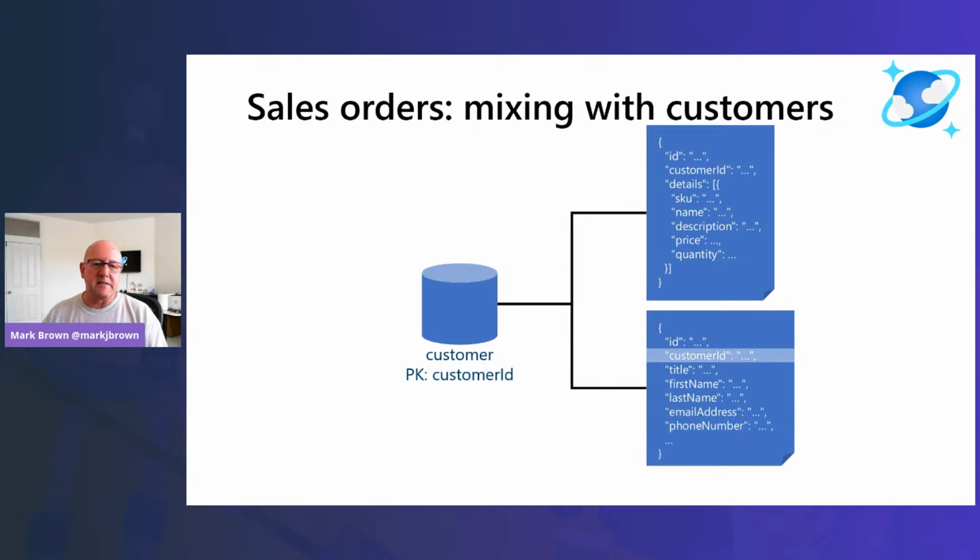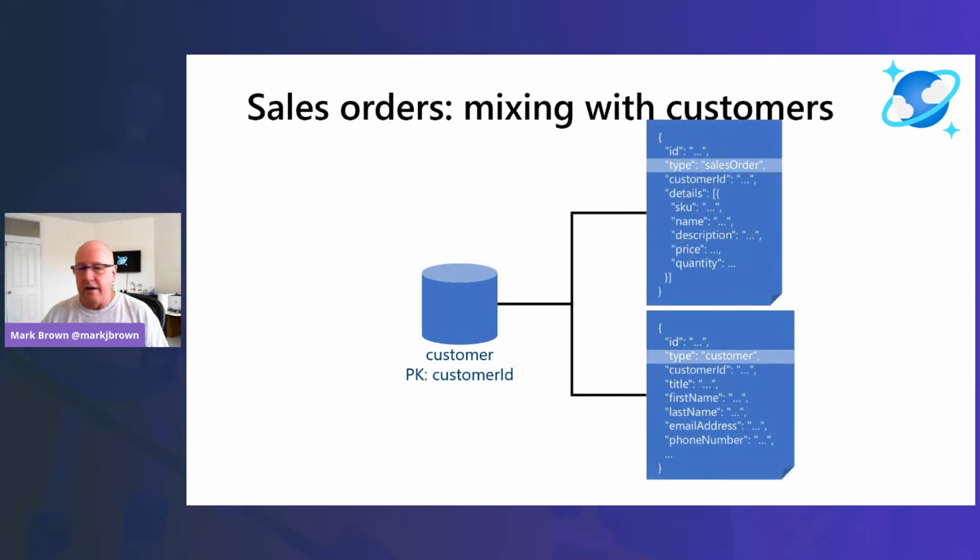Now, I've got to make some other changes here as well. I'm going to change the partition key from ID to customer ID, and then I'm going to add customer ID to the customer object or the customer document itself. So now the customer document is going to have the same value for the ID as it does for its customer ID as the new partition key property. Another thing I need to do is I need a way to be able to distinguish between a sales order and a customer within the container.